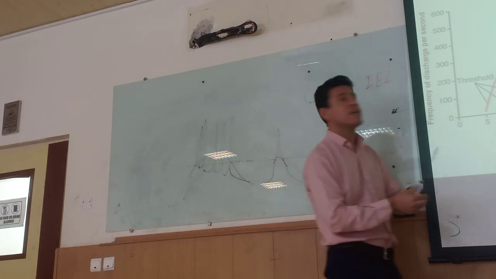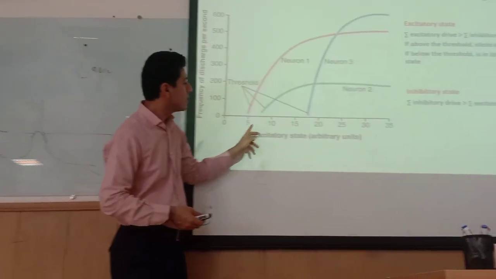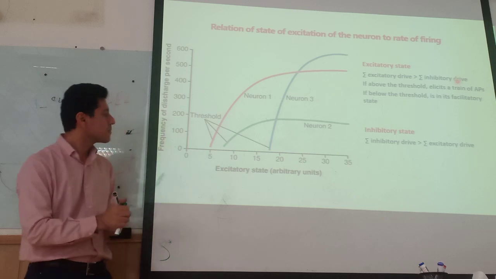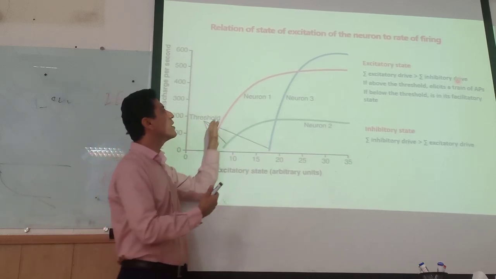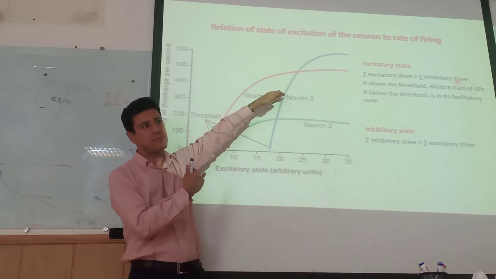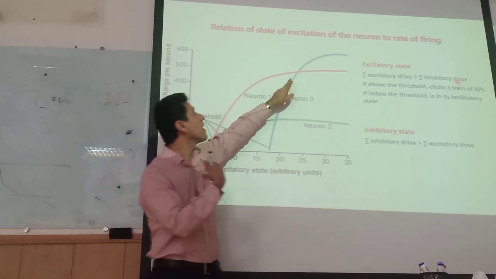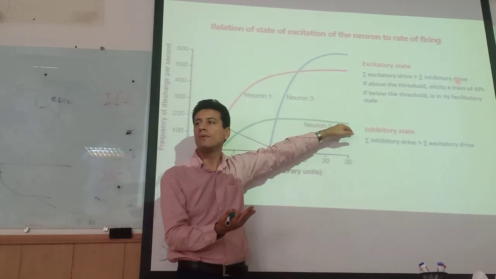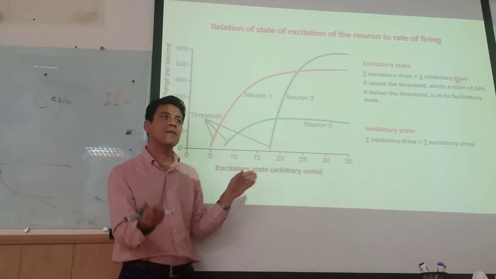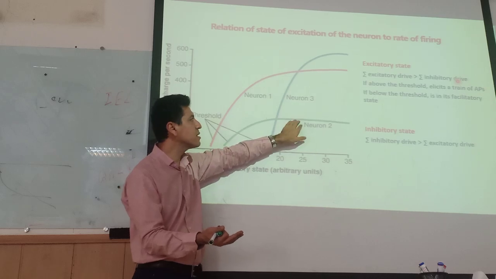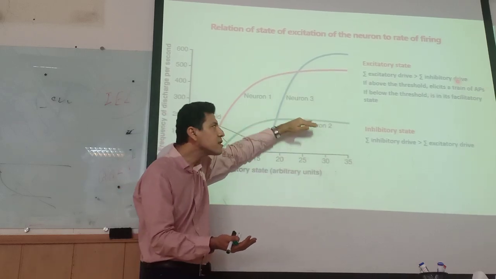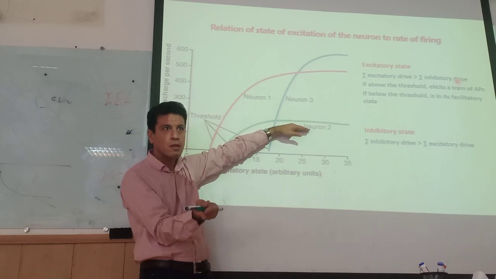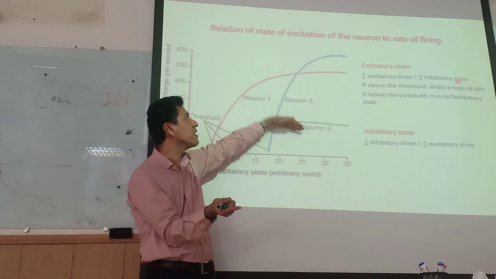So here, the frequency in neuron 1 increases when the excitatory state increases. I mean, the sum of the excitatory drive increases. So by increasing the excitatory drive, firing frequency increases. But it reaches a maximum, because this neuron cannot generate more than this number of action potentials per second. The same also happens in neuron 2. By increasing the excitatory drive, the frequency of action potentials increases. But the maximum here is much lower than this one, because this neuron is not able to generate more action potentials. This is the difference between the properties of the neurons. This neuron has a distinct property from this one.